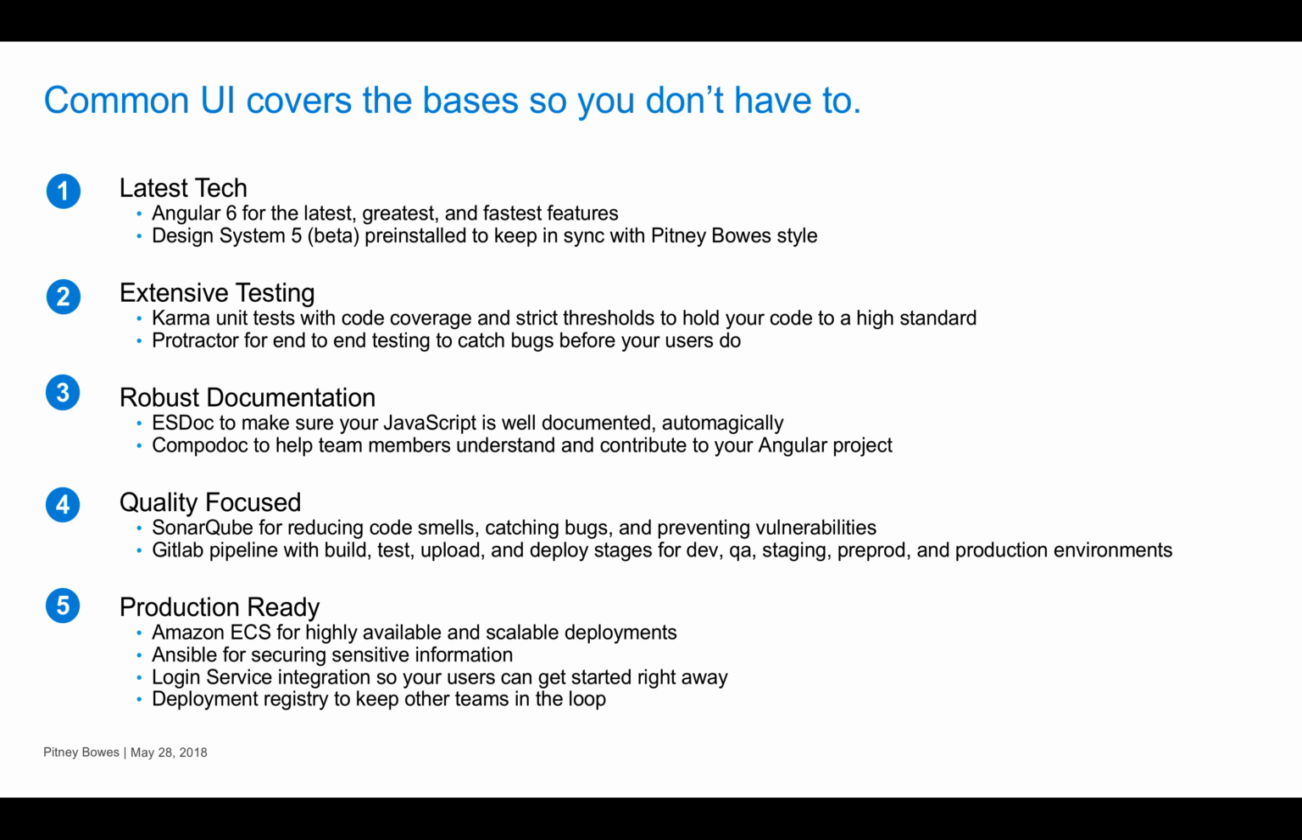We are quality focused, so we use SonarQube for reducing code smells, catching bugs, and preventing vulnerabilities, and GitLab Pipeline to run defined stages for deploying your application, including build, test, upload, dev to production deploy environments, and then a cleanup job at the end. We are production ready. We use Amazon ECS for highly available and scalable deployments, Ansible for securing sensitive information, and the UI is pre-configured to support login service so that your users can get started using your application right away. And we've got deployment registry integration so that the rest of the company knows when deployments are going on.